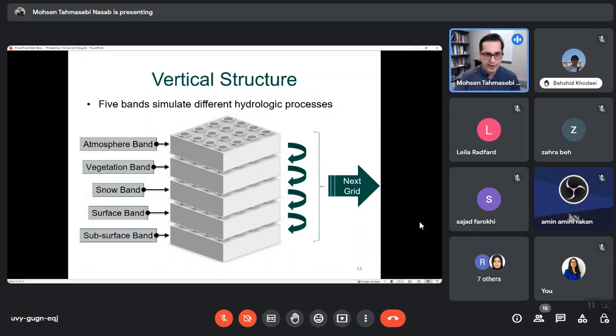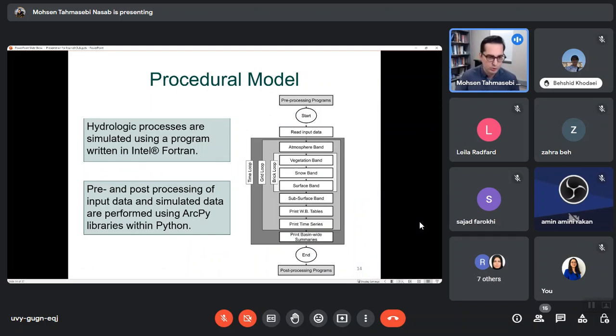All right, let's talk about the procedural model, or the code. I was lucky enough to use Fortran for coding this model, and for pre-processing and post-processing, I used Python. Some of you might be old enough to remember Fortran 77 and then Fortran 90. When you compare it to Python, it's something else. Those of you who have experience with Fortran know how interesting it is, to put it in a nice way.